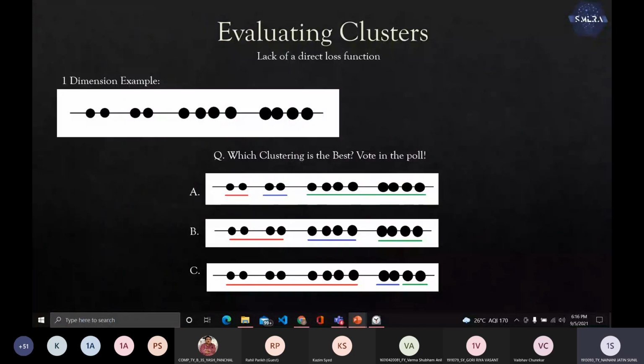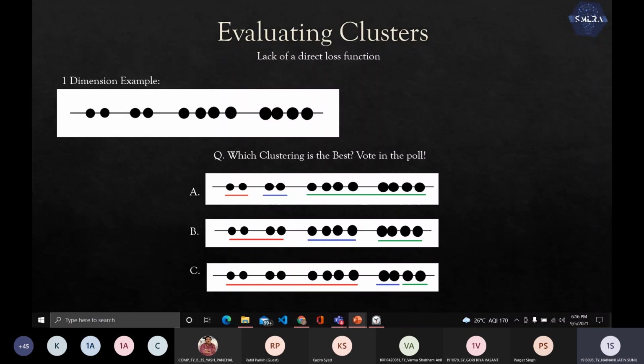evaluating clusters. Now remember, this is an unsupervised learning problem. In the previous algorithms, you saw that there were always labels that you could use to calculate the loss or the error. Here, we don't have any labels. So we cannot calculate a loss function. So how do we evaluate what clustering is the best?